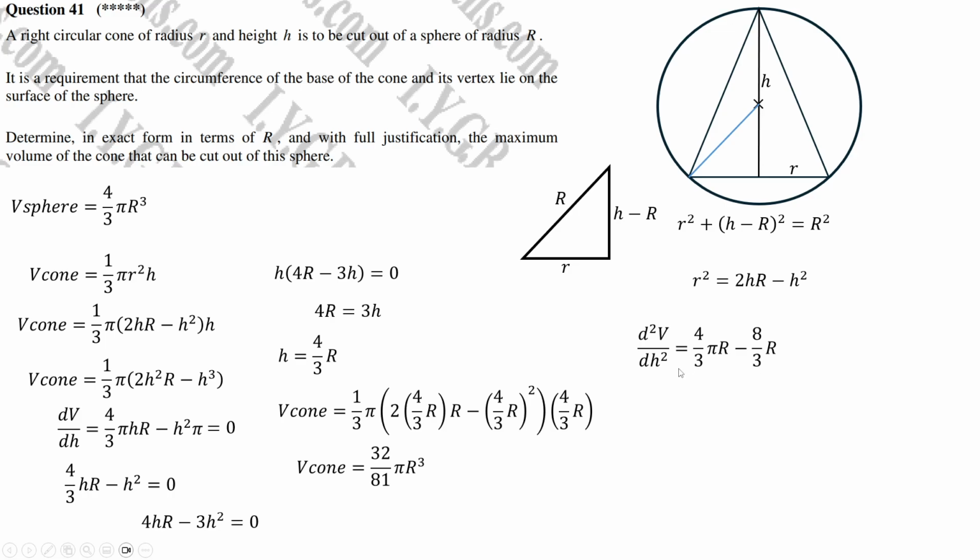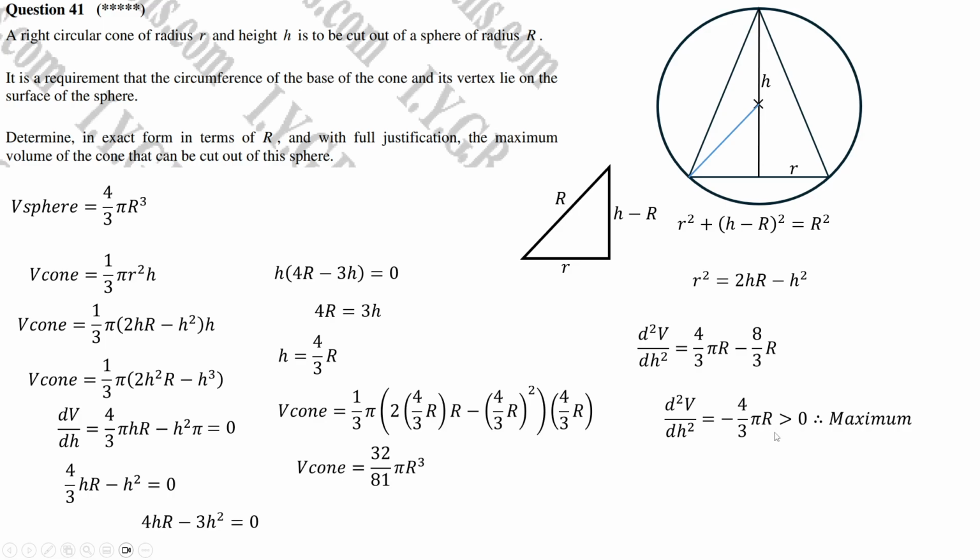You differentiate that, you'll get this, and then you need to show that this here is going to be less than 0. Sorry, I said greater than 0 earlier; that inequality is facing the wrong direction. But either way, it's going to be a maximum because this is less than 0.